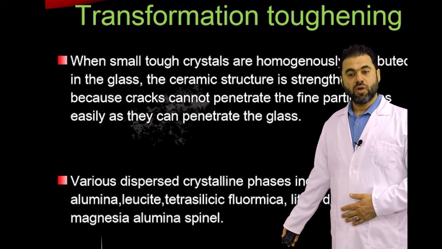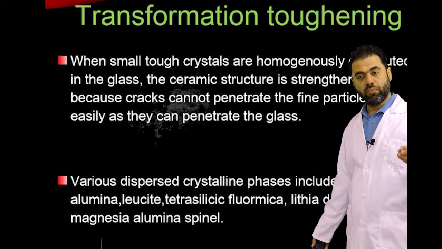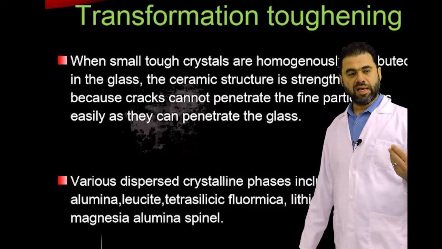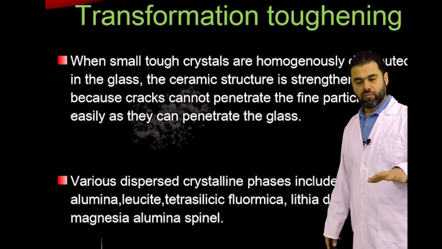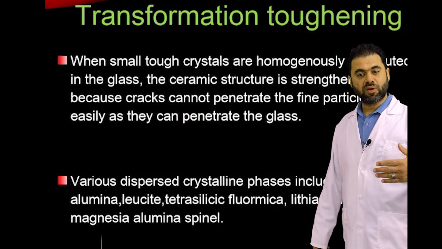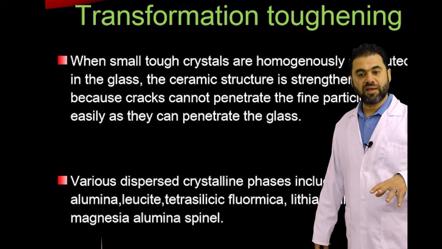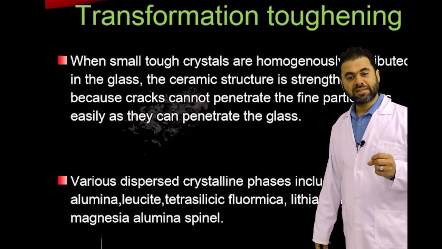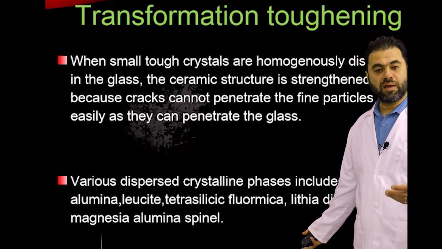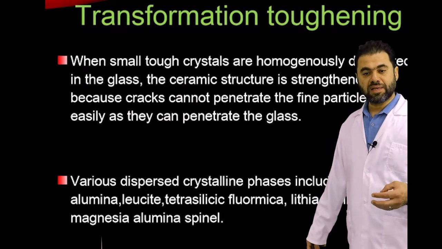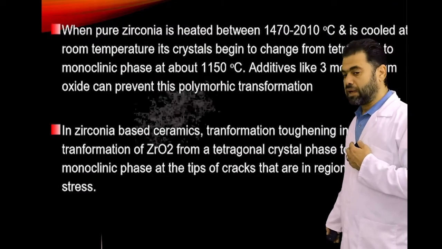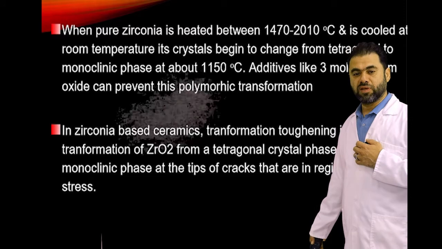Transformation toughening: when small tough crystals are homogeneously distributed, meaning evenly distributed, in the glass, the ceramic structure is strengthened because a crack cannot penetrate the fine particles as easily as it can penetrate the glass. Various dispersed crystal phases include alumina, leucite, tetracyclic. These are a group of materials that can be added to perform transformation toughening.